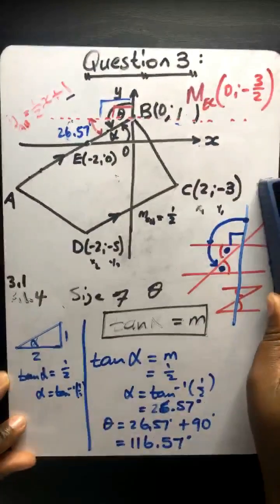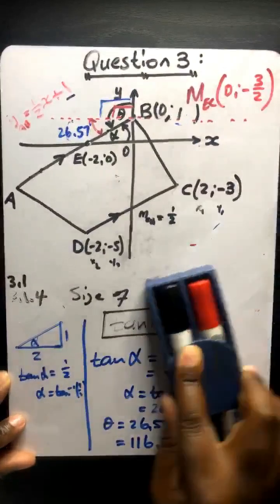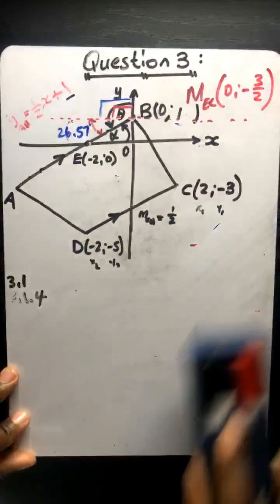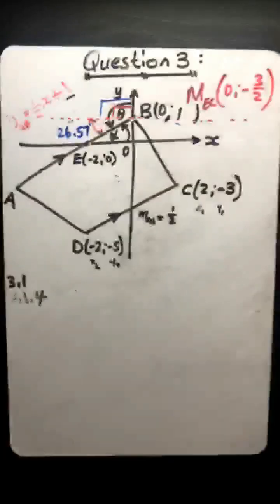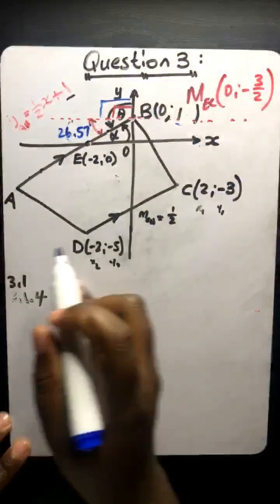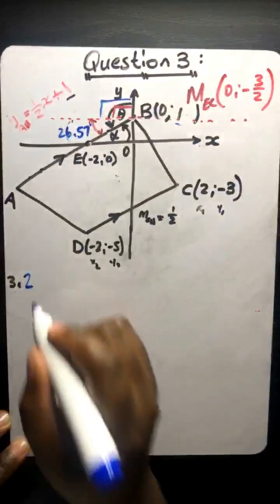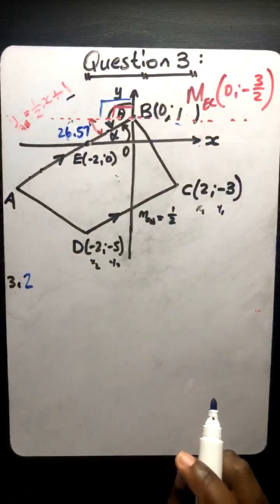So now, very quickly, let's move on to the next question and see what happens there. It is 3.2 that we are looking at. It says, prove that.